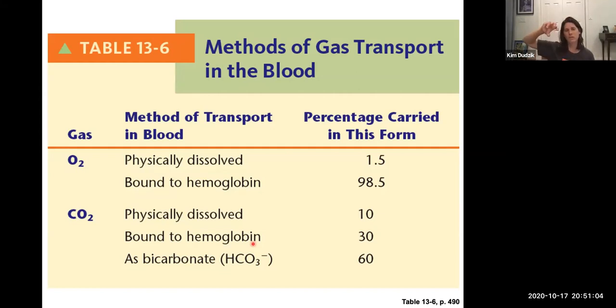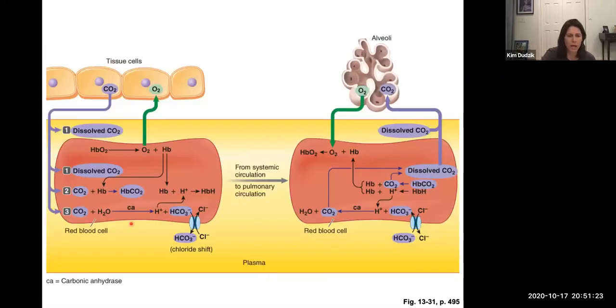When it binds to the hemoglobin, it again changes its shape a little bit and pops off more oxygen. But only about 30% does that. 60% of CO2 travels through our bloodstream as a bicarbonate ion. So again, let me go back and work on this chemical equation for you.